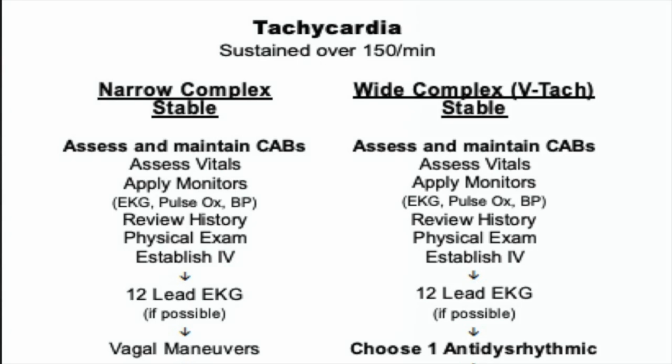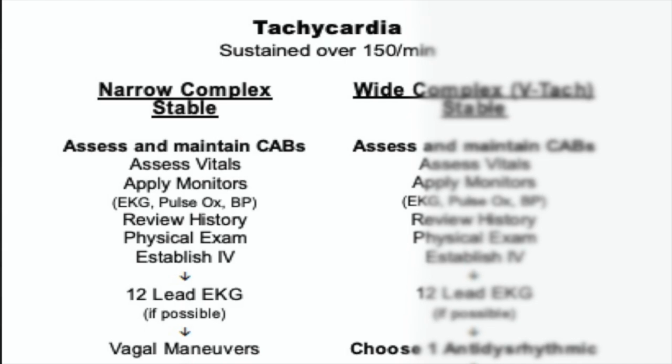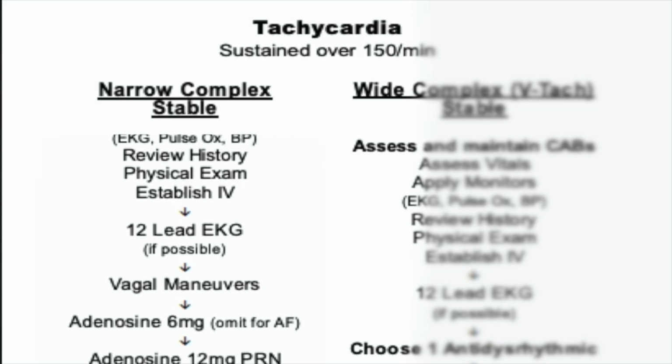So let's look at the left side of the screen first, which is the narrow complex patient who is stable, meaning the patient has maintained his blood pressure, his mentation, and is not having any serious chest pain or pulmonary congestion. The general management looks like this. Assess the patient to make sure he's stable, get him on all the monitors, review his history and exam, make sure he has an IV. If we have time to do a 12-lead ECG when the patient is stable, ideally it's nice to have a 12-lead ECG for the cardiology folks.